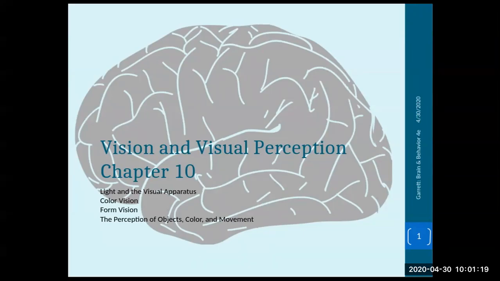So this is chapter 10. We have light and visual apparatus, color vision, form vision, and then perception of objects, color, and movement. To break up the monotony, I will structure this into lectures. So I will do light, tracing it through the eye, and color vision theories, and then form vision and perception will be the next one. So bear with me as we go through this journey.